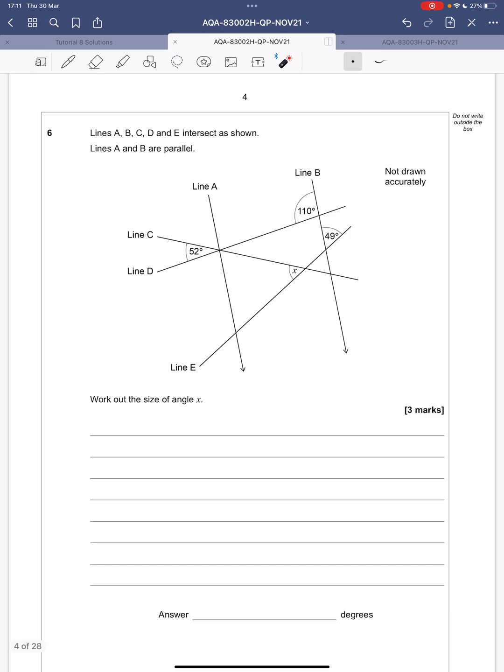Lines A, B, C, D, E intersect as shown. So we've got an A, B, C, D, E. A and B are parallel. Notice they're marked with the arrowheads. The other ones are just lines. Work out the size of angle X.